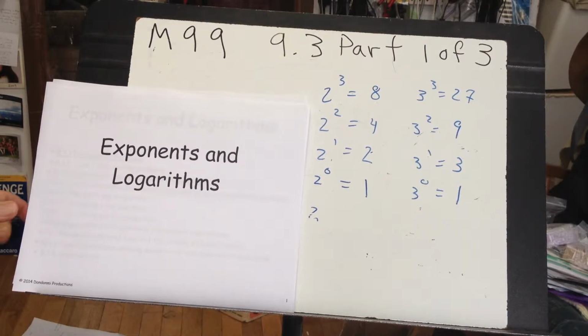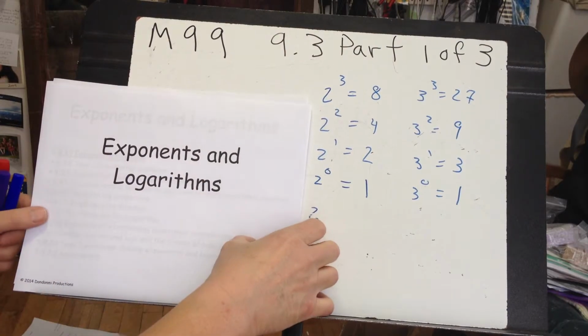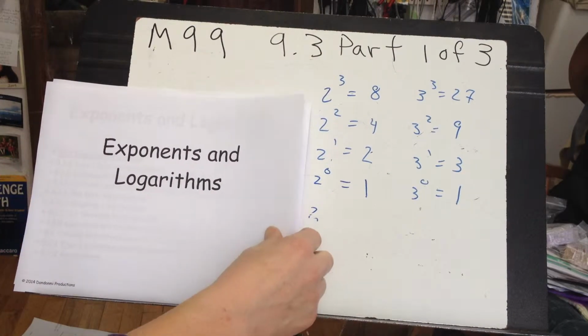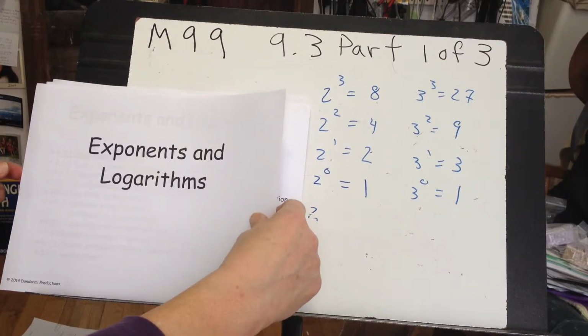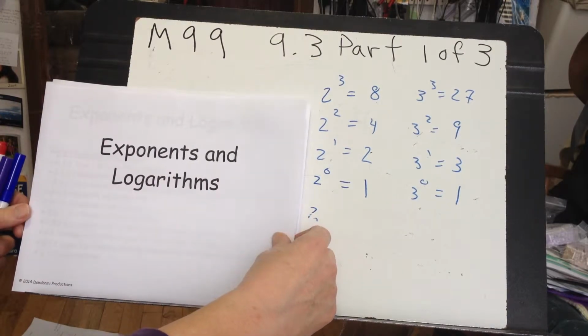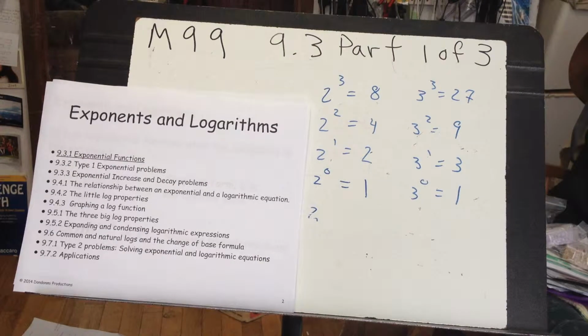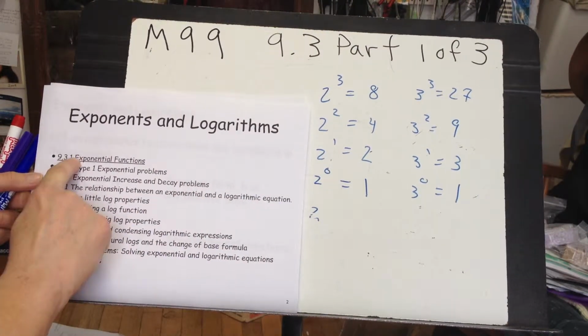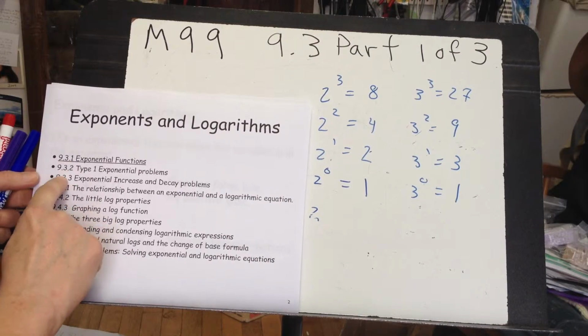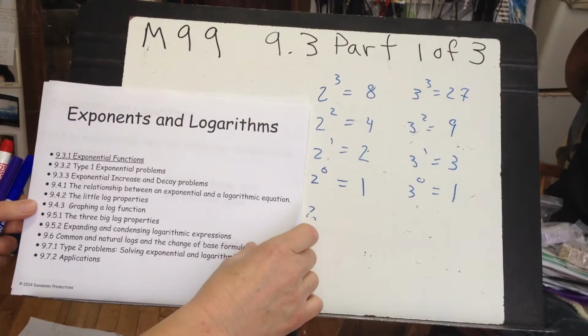The chapter is exponents and logarithms. This is some fairly new material, so we're going to have to really bend brain cells around and work on this. Please, please, please do your homework. This is the list of things that's happening in this chapter. Again, it's 9.3, and I'm breaking it up into 3 parts for lecture purposes.